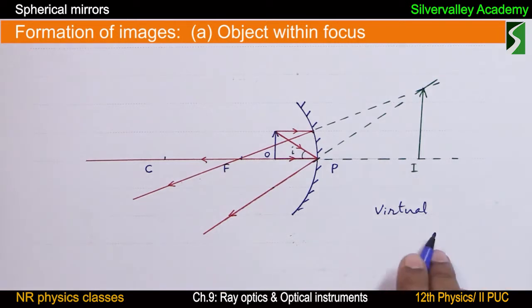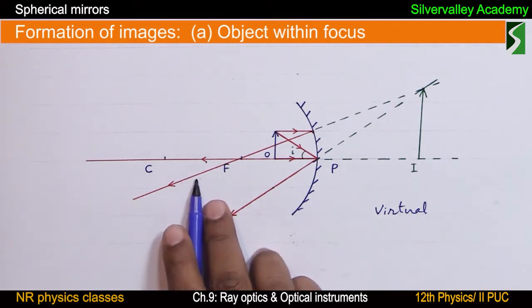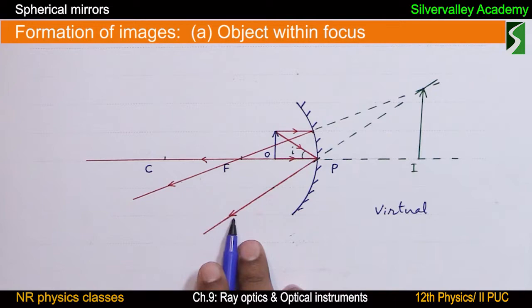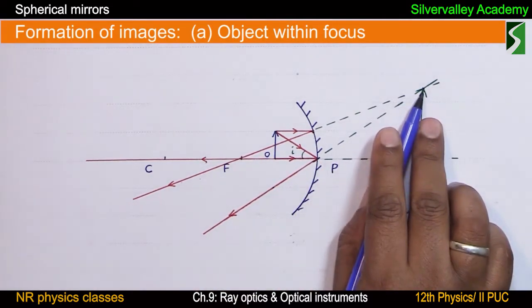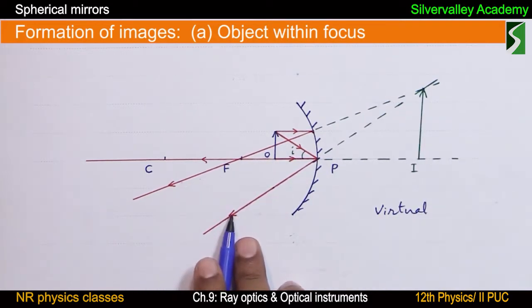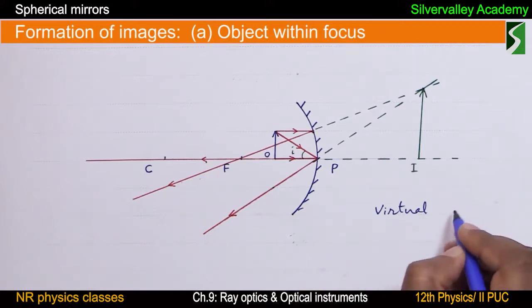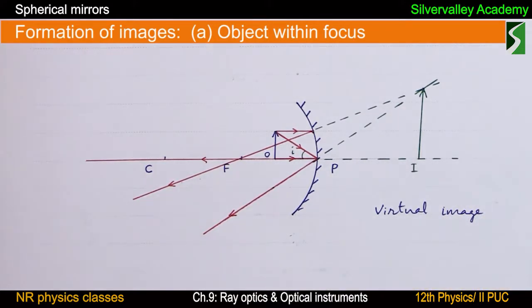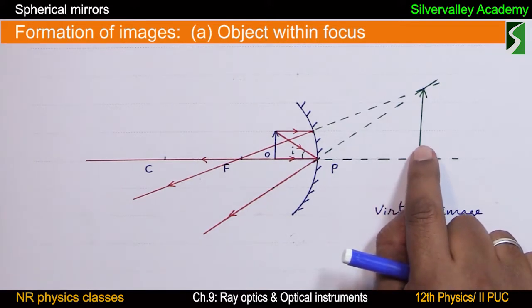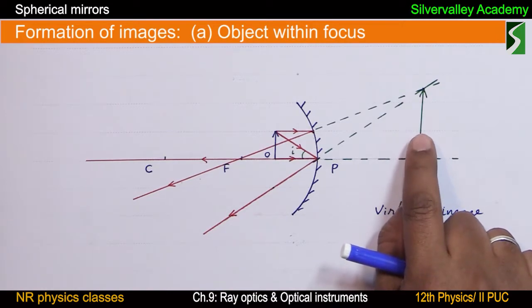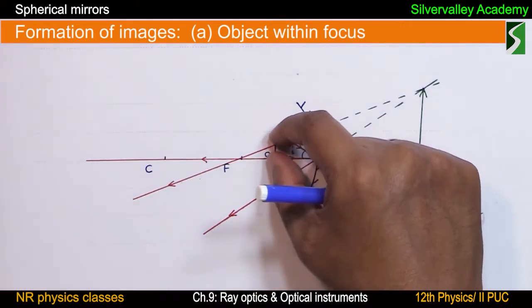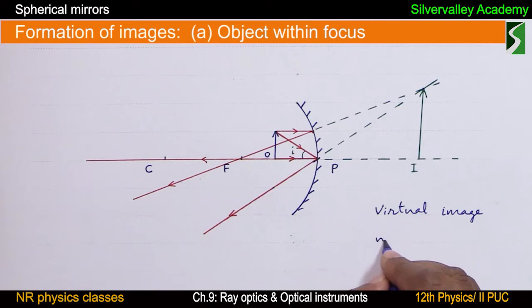The other way of telling virtual, the reflected rays are diverging. These rays appear to be coming from some point. Since these two are diverging, that should give virtual image. So it is virtual image. You can clearly see that this is magnified. This is bigger than object. So magnified.